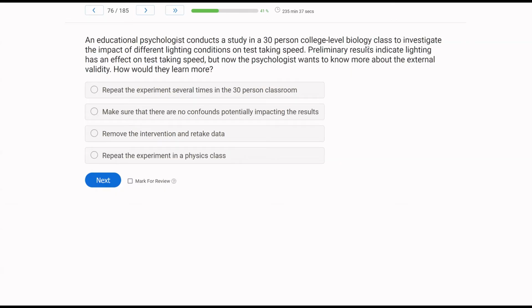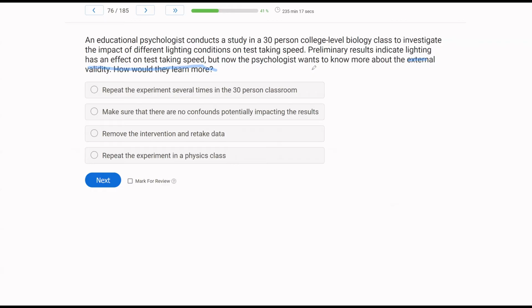Long question, a lot of stuff going on. Let's focus on what the question wants to know. They want to know about external validity. How do you learn about external validity? Well, external validity just has to do with the generalization of the intervention or the outcome. And when you start breaking questions down like that, simply saying, well, what does the question want to know?